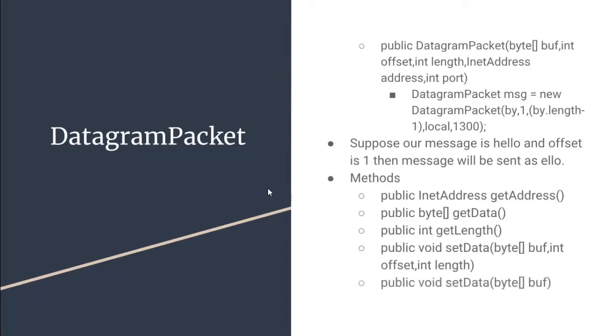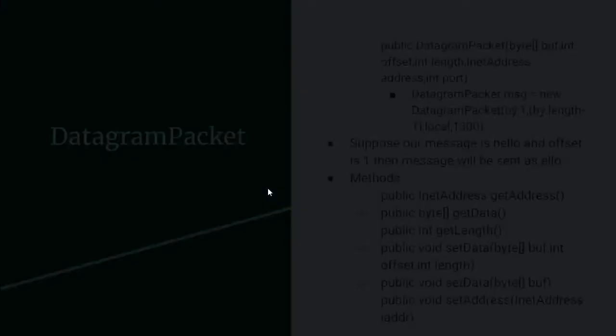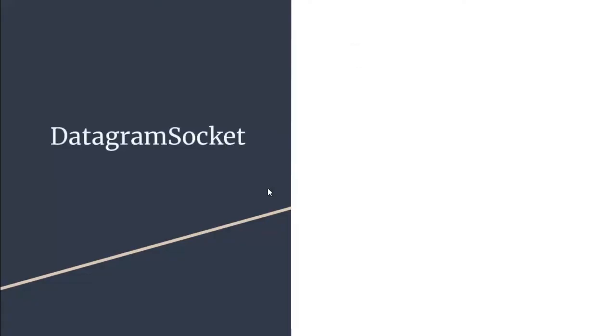Then fifth one, public void setData(byte[] buffer) sets the data buffer for this packet, and by default offset is set to 0 and length is equal to the buffer length. Sixth one, public void setAddress(InetAddress address) sets the IP address of the machine to which this datagram is being sent. Now it's time to move towards another important class called DatagramSocket.